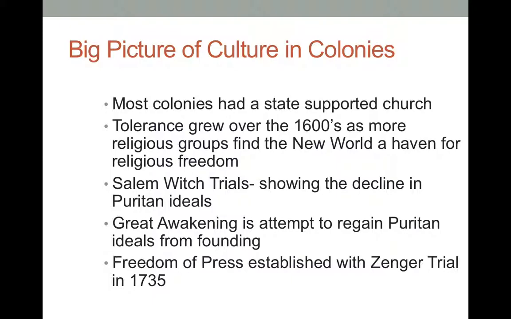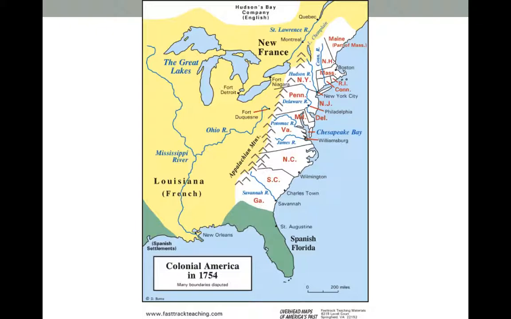In the North, we have the Puritans. In the South, we have more of an idea that it should be about profit. However, we are starting to get more of a press sort of situation. The Zenger trial in 1735 establishes freedom of the press. And there is a really big culture of reading newspapers and spreading news, which again will be very important leading up to the Revolution. So this is where we stand at the eve of the Revolution.